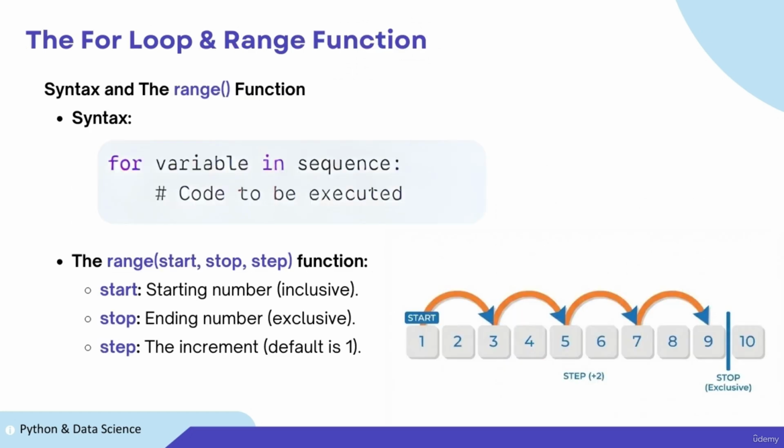Let's start with the for loop. The syntax is simple: for, variable, in, sequence, colon, indent, code to be executed. To make this useful for numbers, we need the range function. This function creates a sequence of numbers for us. It takes 3 arguments: start, the starting number, which is inclusive; stop, the ending number, which is exclusive; and step, the increment, which defaults to 1.